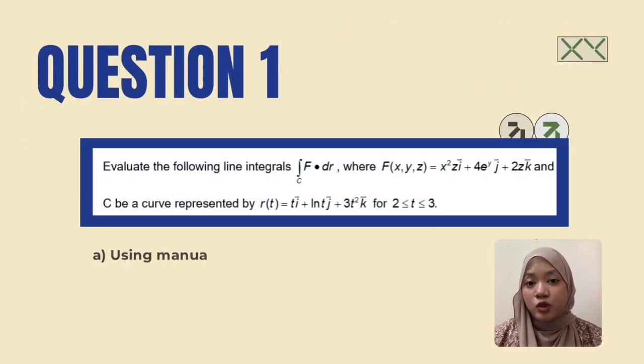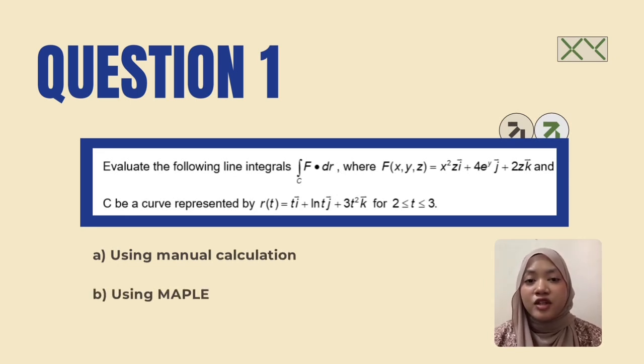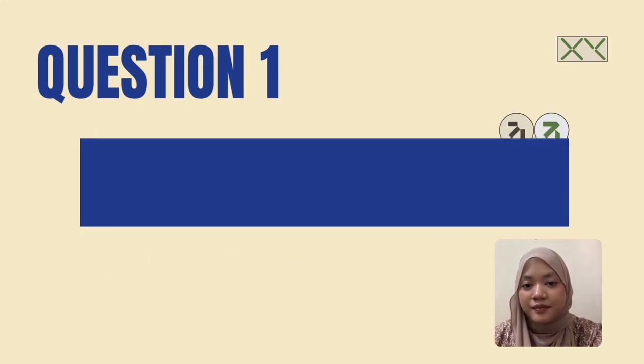Now, I will present question 1. The question asks us to evaluate the line integral of F dot dr, where F(x,y,z) equals x squared i plus 4e^y j plus 2z k, and the curve is r(t) equals t i plus ln t j plus 3t squared k, from t equal to 2 until 3. To solve this question, I use two methods. First, solve it manually and then verify the answer by using Maple.